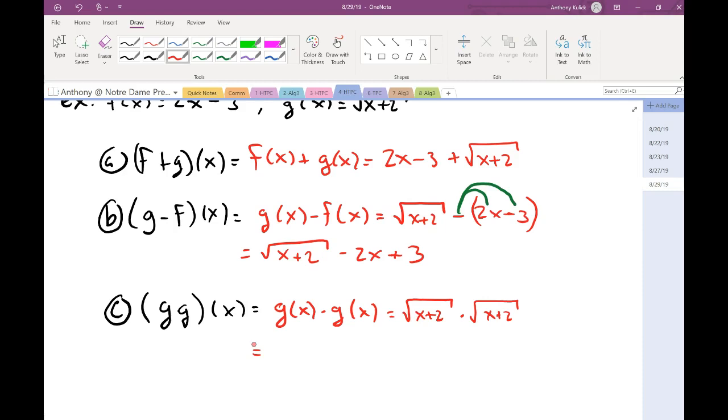Well, what's x times x? X squared. So if I have the square root of x plus 2 times the square root of x plus 2, I'd have the square root of x plus 2 squared, right? Now what can I do? Yeah, I can cancel the square root and the squared, and I'm left with just x plus 2. Everybody okay with that one? Okay.